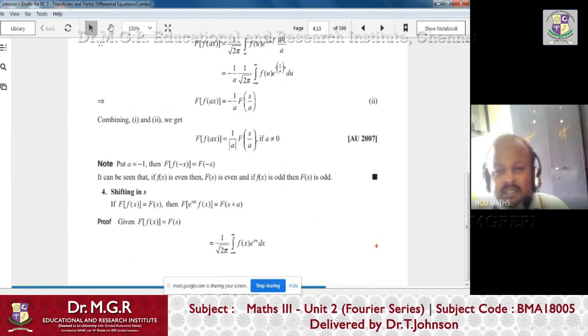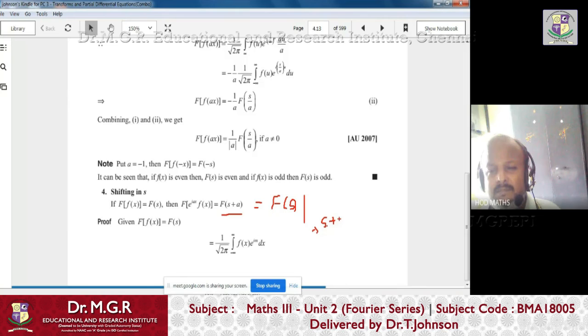Shifting in s means the shifting happens in s. So what is f of s plus a? F of s plus a is nothing but finding f of s for the function f of x, and then changing s to s plus a.